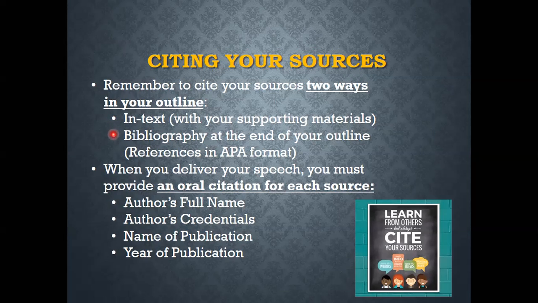At the end of your outline, you will create a bibliography, and this will go on a separate page. Instead of calling it a works cited page, you'll call it references. Now, when you deliver your presentation, remember that you still need to provide an oral citation for each source because your audience members do not have a copy of your outline. So they don't know where this information is coming from, and they have the right to question what you are saying. When you are listening to your peers' presentations, if they do not cite their sources, again, you as a listener have a right to question, where are you getting this information from? In order to deliver an effective oral citation in your presentation, you must include the following items.